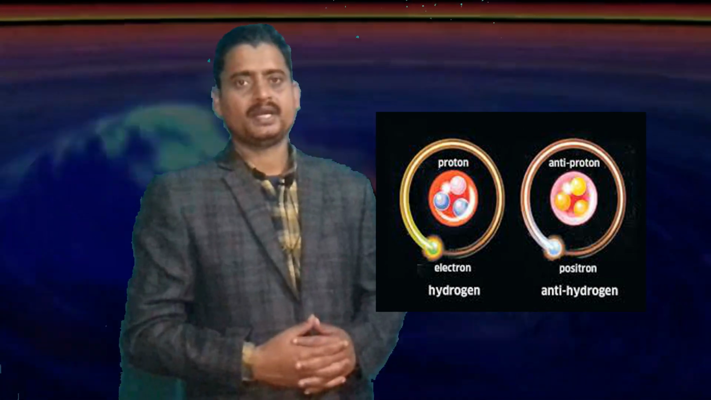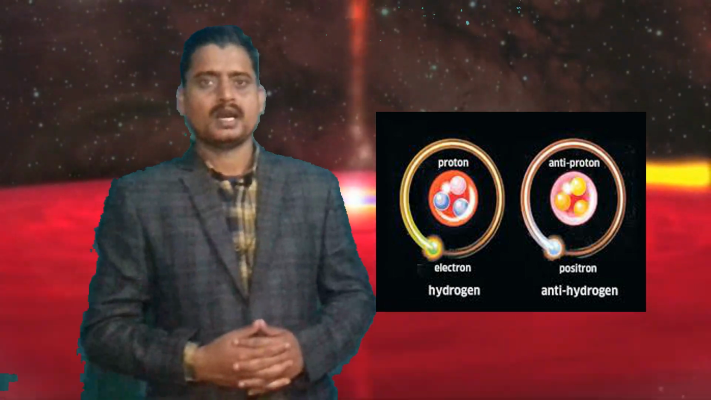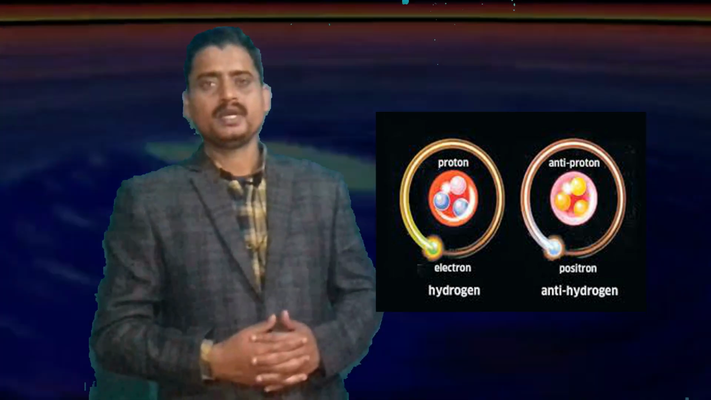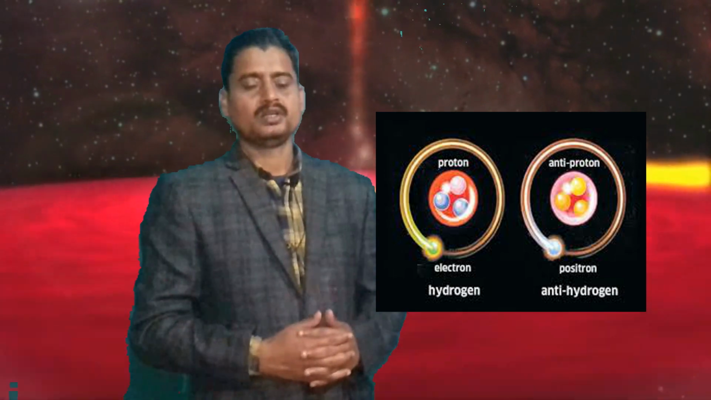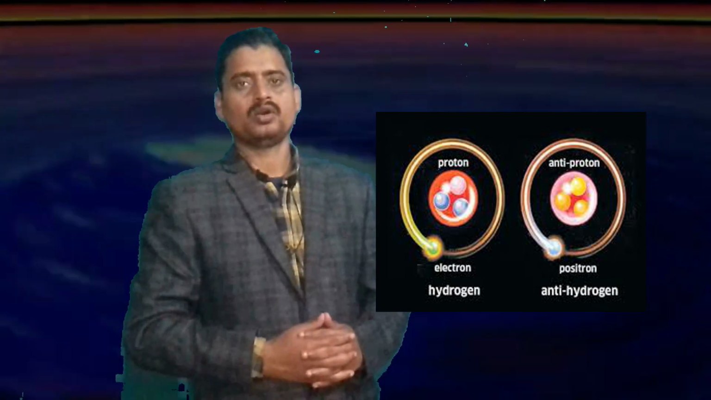Neutrino has antiparticle antineutrino. Photons are their own antiparticle. So there cannot be antiphoton because photon are massless particle. So photon and antiphoton both are identical, or same.